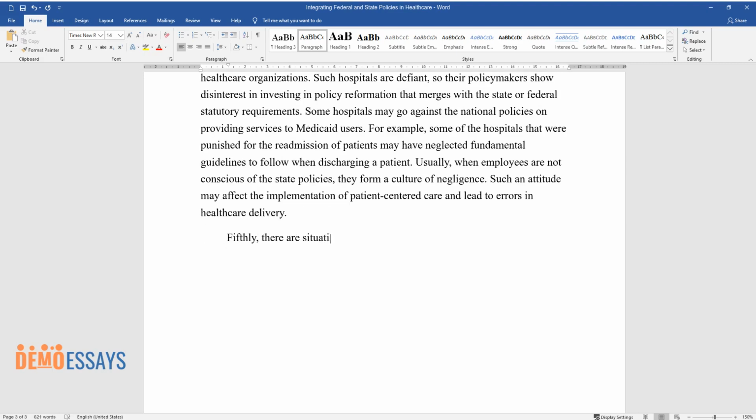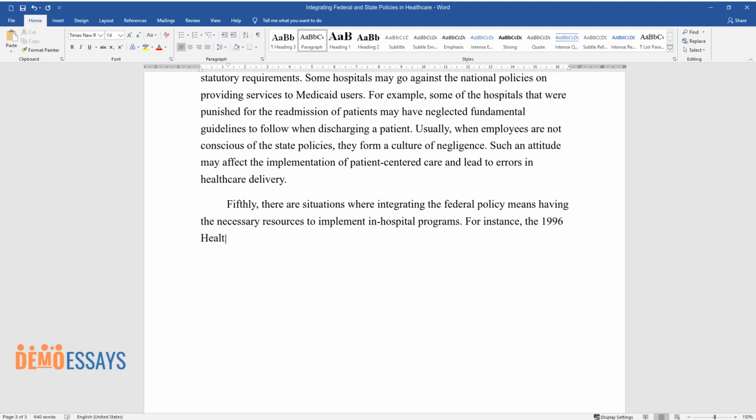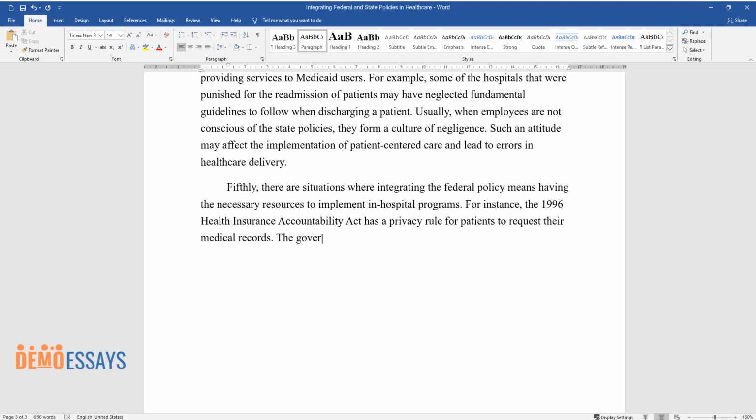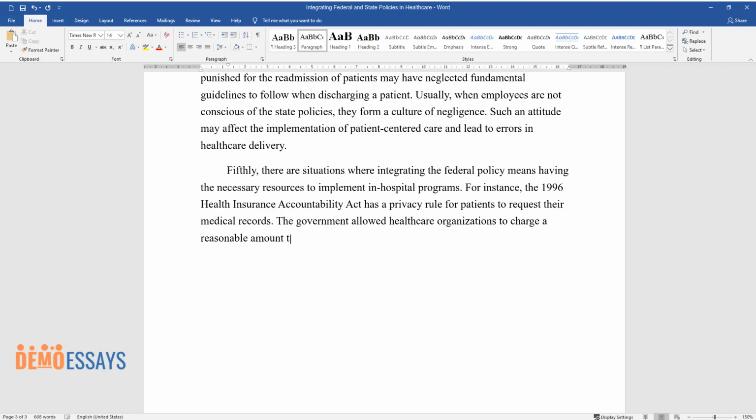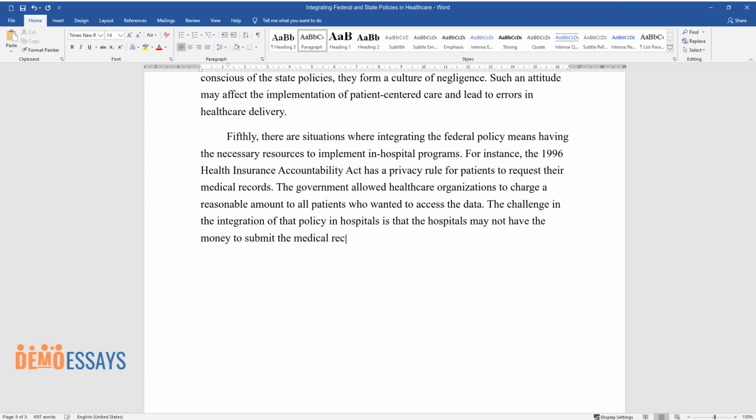Fifthly, there are situations where integrating the federal policy means having the necessary resources to implement in-hospital programs. For instance, the 1996 Health Insurance Accountability Act has a privacy rule for patients to request their medical records. The government allowed healthcare organizations to charge a reasonable amount to all patients who wanted to access the data. The challenge in the integration of that policy in hospitals is that the hospitals may not have the money to submit the medical records to clients.